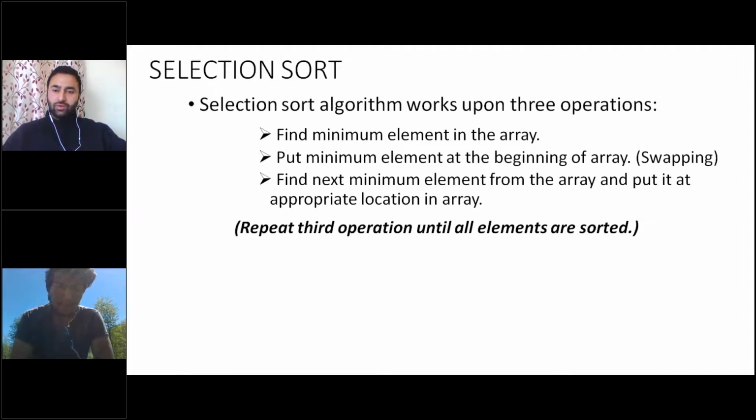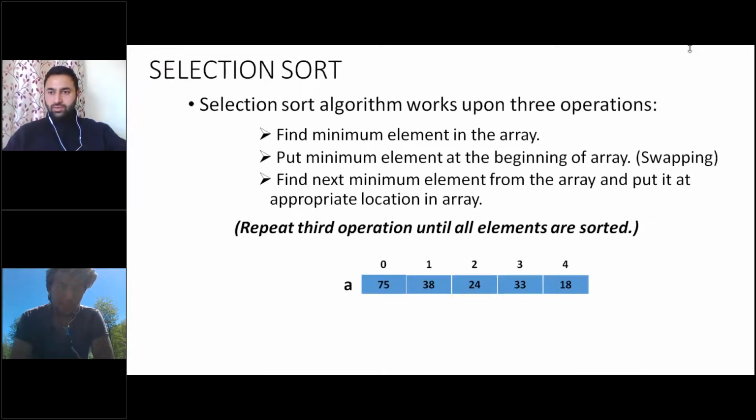See what you have to do. First minimum will be found and it will be placed at the first location. Then the second minimum will be found. It will be placed at the second location. Then the third minimum will be found. It will be placed at the third location, and so on until all the elements are sorted. Okay, let me show you this in an example.